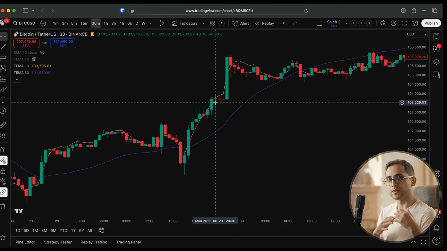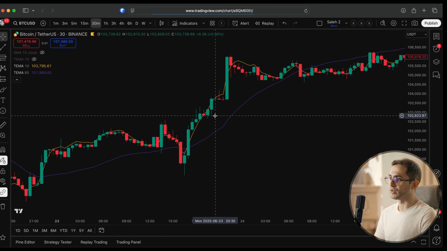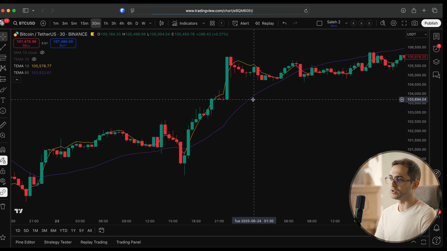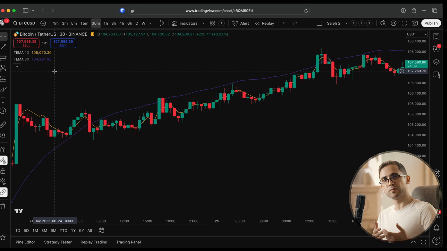Now the entry rule is very simple. When this orange line, which is TEMA with the period of 10, goes above the purple line, which is TEMA with the period of 80, we consider that an uptrend. When it's vice versa, we consider it a downtrend. But first, I want to show you the difference between the TEMA indicator and the good old EMA.